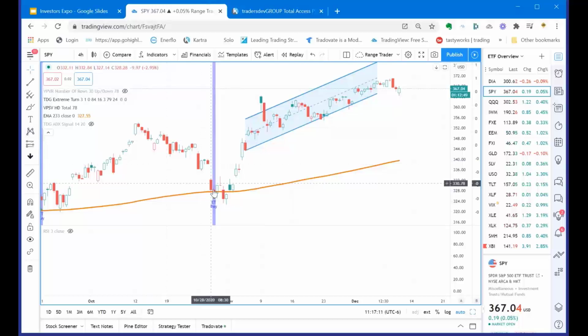Market comes back down to my 233 EMA. I'm getting an extreme turn buy right here because the RSI is the condition that I'm looking for. And there's some other logic built into this too, the secret sauce, right? You get to understand it if you become a member of TDG, Total Dev, the Traders Dev Group. This is the ultimate buy signal, okay?